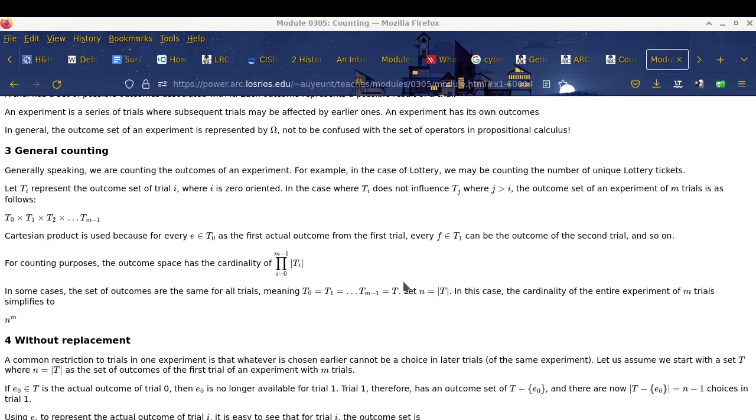So with a 6-faced dice, this is just 6. If you're flipping a coin, it is 2, and so on. So we just call it N. So that means the cardinality of the omega, or the outcome set of the entire experiment of M trials, is going to simplify to N to the power of M.